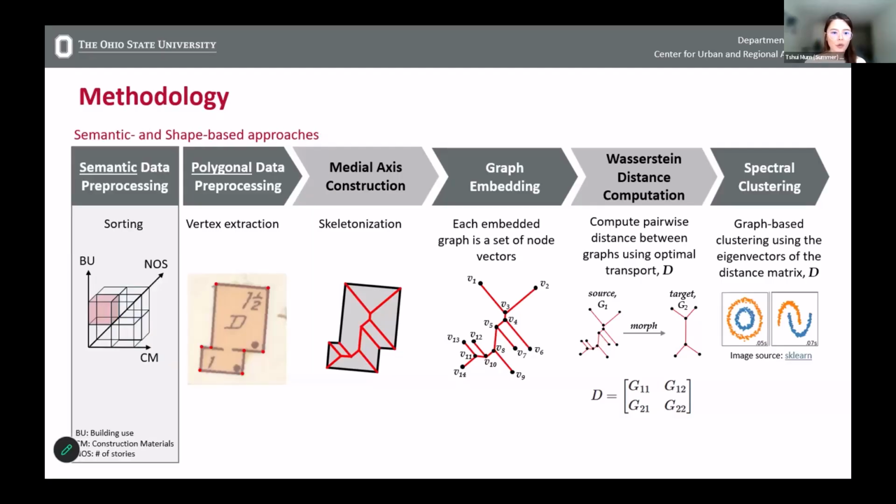For the second approach, we are integrating semantic attributes in our workflow. So we will start with doing semantic data preprocessing. With our data set, we will sort them according to 3 main attributes, including building use, number of stories, and construction materials. And for each unique semantic group, we will pull them out and we will do the shape-based approach for each of them.